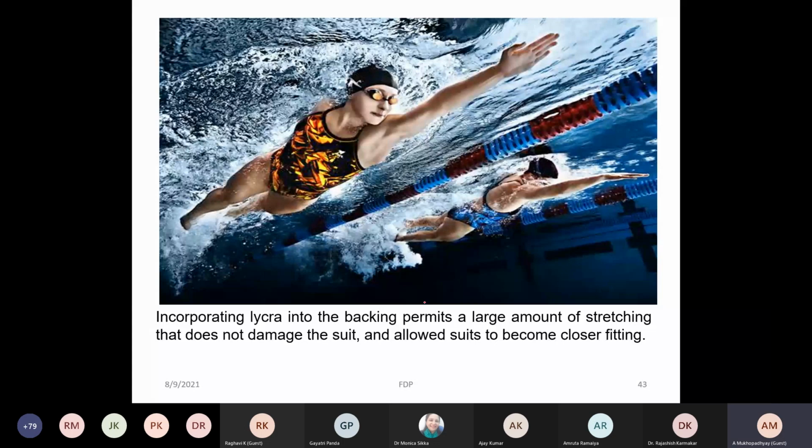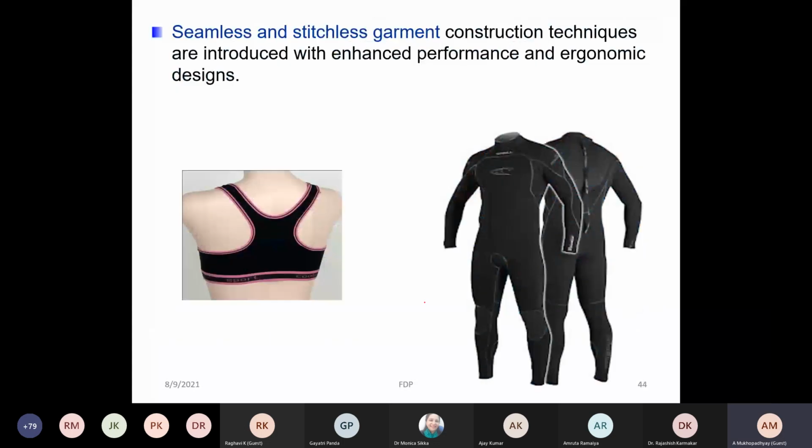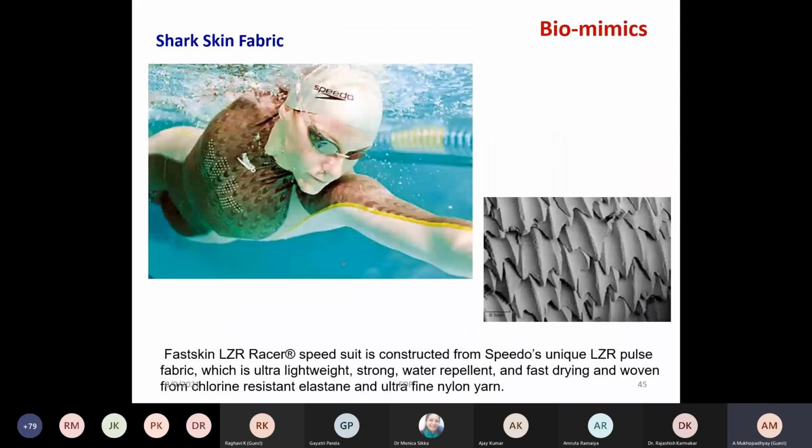Now this is another development, like seamless and stitchless garments. That is better as compared to seams. This is the skin fabric, where, because of the structure of the fabric, it can enhance the performance of the swimmer. But this is not allowed in the Olympics because it will enhance the performance of the swimmer. So that's why it is not allowed in the Olympics.